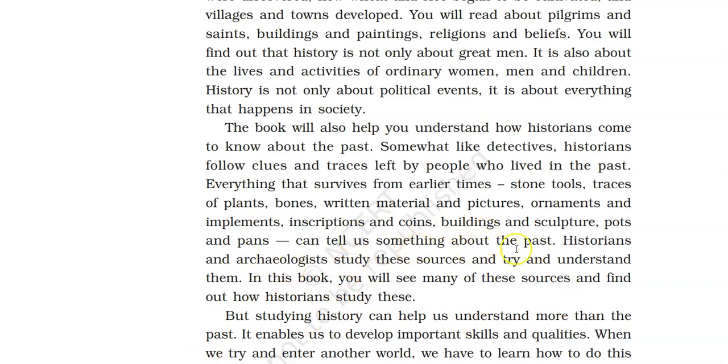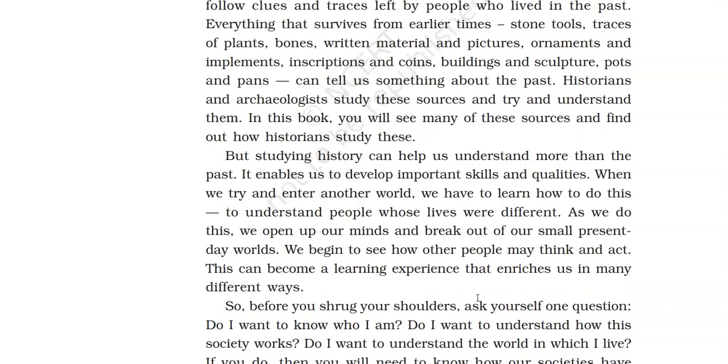Okay, so historians and archaeologists study these sources and try to understand them. In this book we will see many of these sources and find out how historians study this.